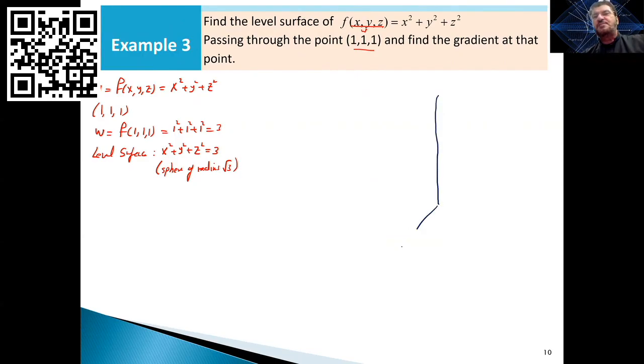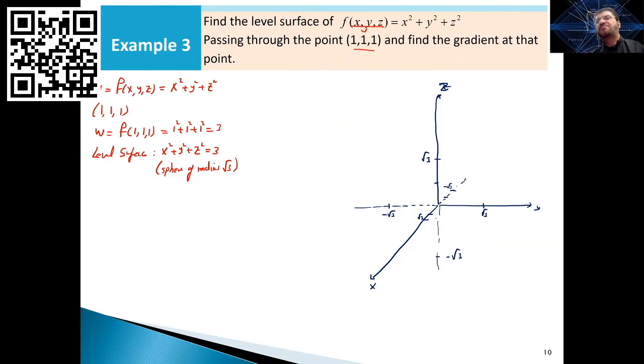So let's graph it, guys. Here's the y-axis, here's the z-axis, and this one is the x-axis. So on the y-axis, we're going to go to root 3, and here on the left, negative root 3. On the x-axis, I will go to root 3, and in the back, we will go to negative root 3. On the z-axis also, I will go to root 3, and down here, we will go to negative root 3.